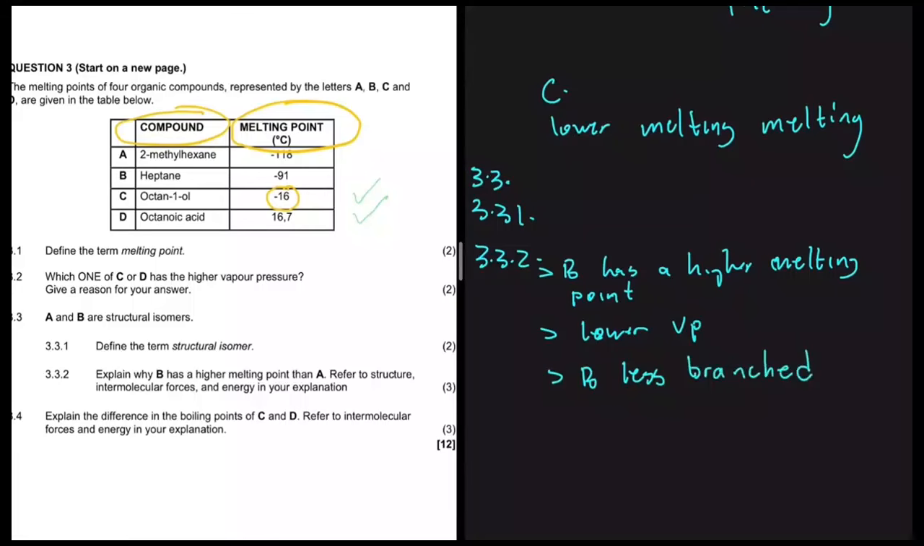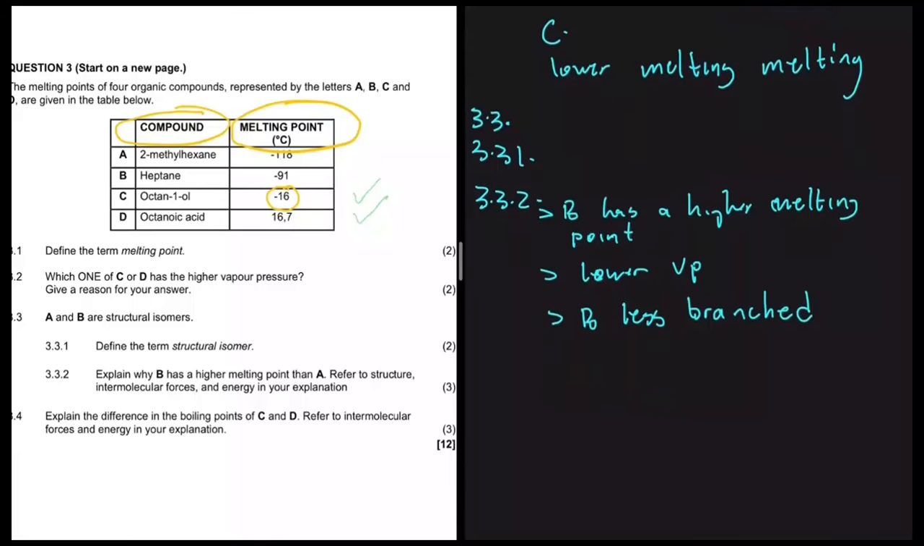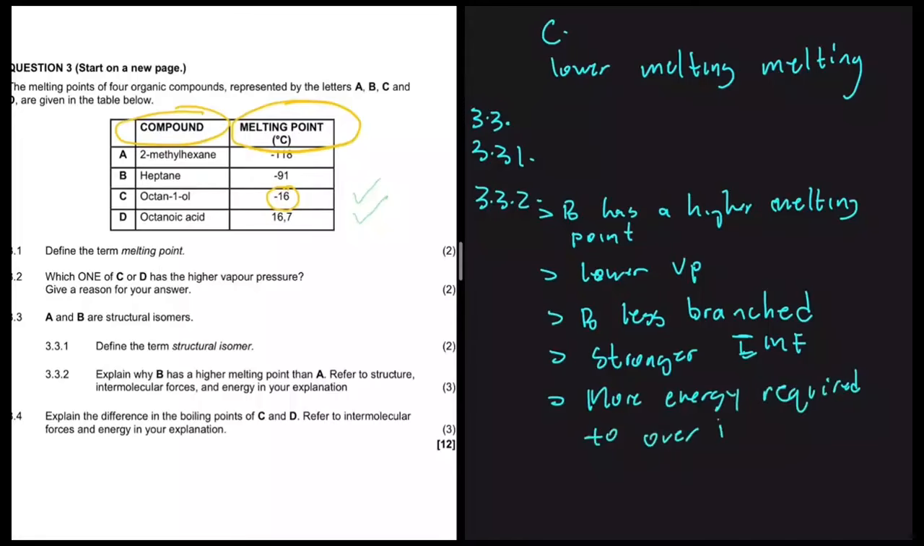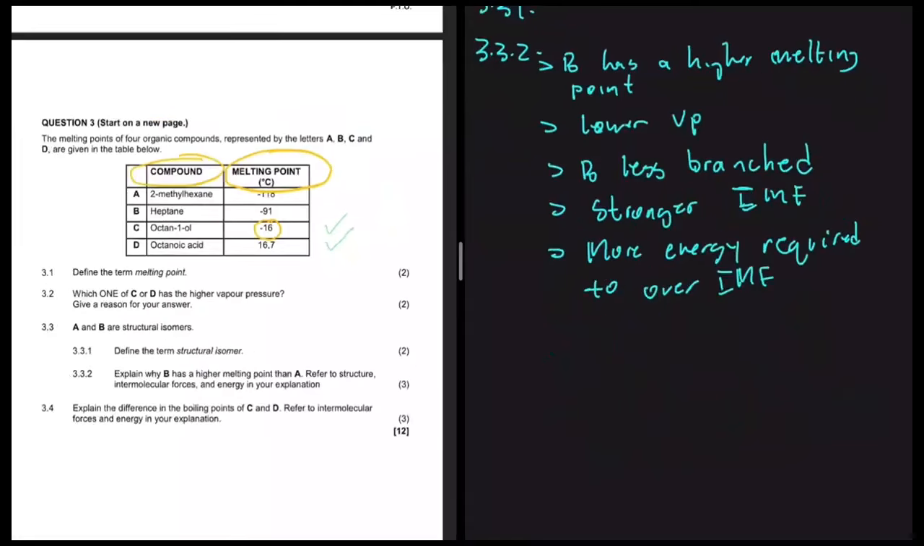But then if it's less branched, then what will that mean? That will mean that we have stronger intermolecular forces. So we have strong IMF. Right? And then stronger intermolecular forces will mean that we need more energy to break bonds in compound B, right? So more energy is required to overcome IMF.